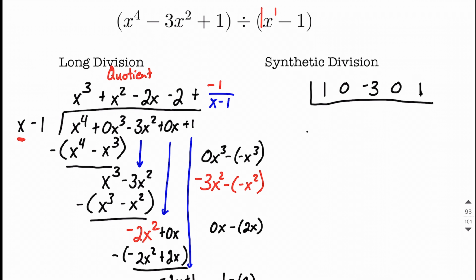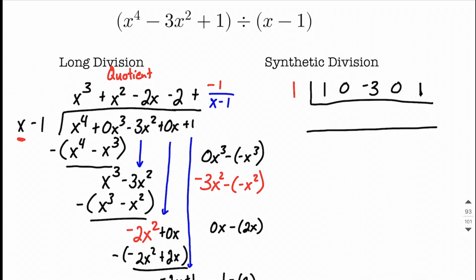I'm going to leave a row empty. Draw a nice horizontal line going across here. Next, let's go ahead and look at this. We're dividing by x minus 1. So what I like to think to myself is, what would I have to replace x with to make this equal 0? So in this case, positive 1 minus 1 makes 0. So we're going to put a positive 1 out in front.